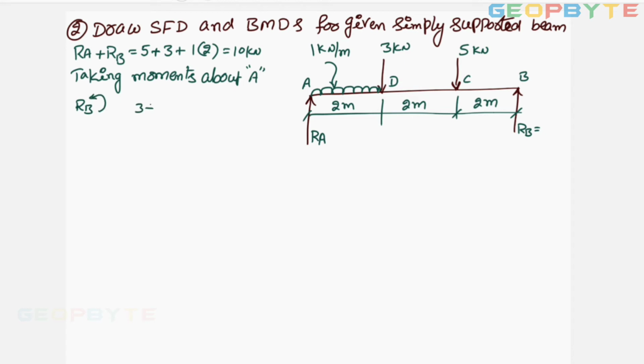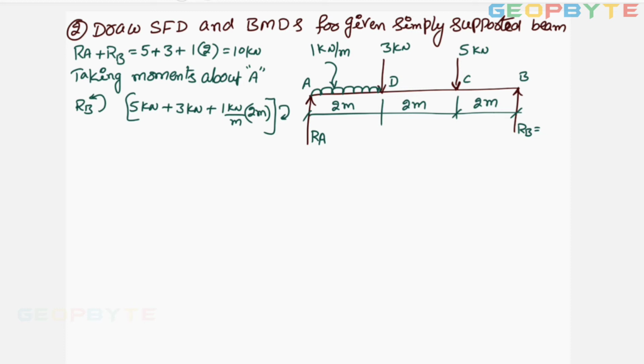3 plus 5, these are the point loads. Let me write orderly: 5 kilonewton plus 3 kilonewton plus the UDL with UDL distance, 1 kilonewton per meter into 2 meters. This is the point load. All these loads are developing the clockwise moments. We are just equating the clockwise moments with the anti-clockwise moments.